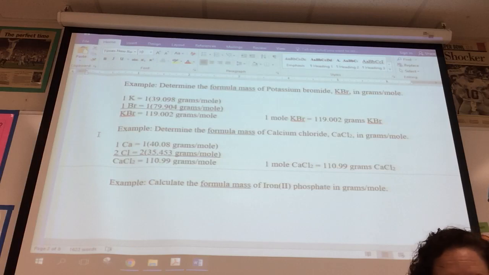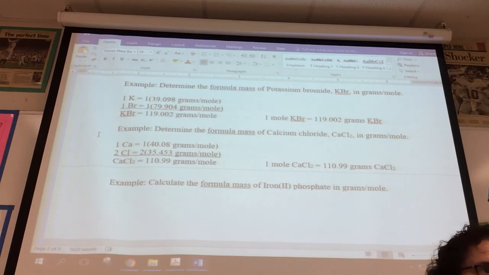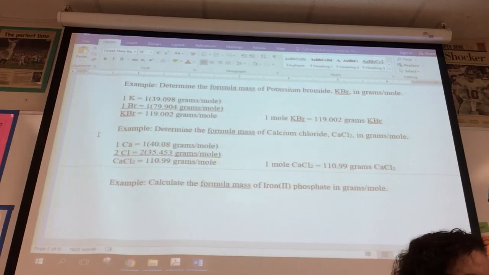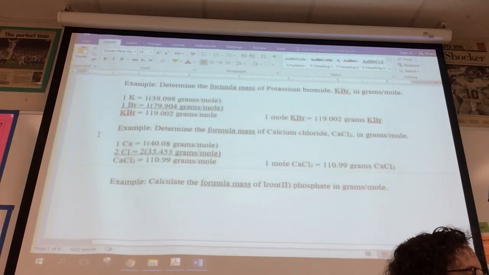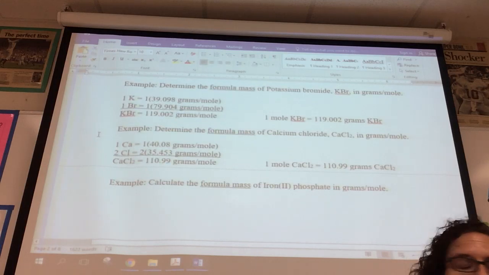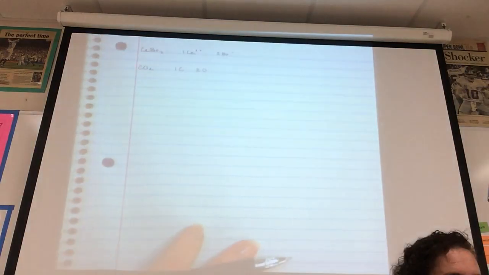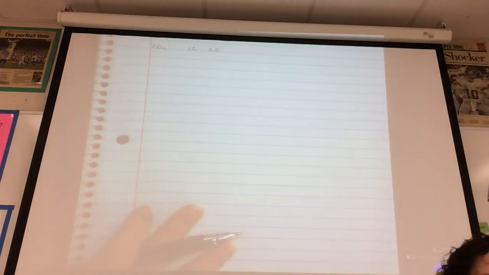And that's why I had said to you earlier when we were doing chapters 5 and 6 that you have to be able to formula write to be successful from here on in. So let's take a look at this example. We'll work it together and then you'll work one by your lonesome. It says calculate the formula mass of iron 2-phosphate in grams per mole.